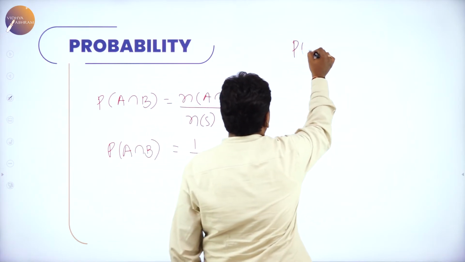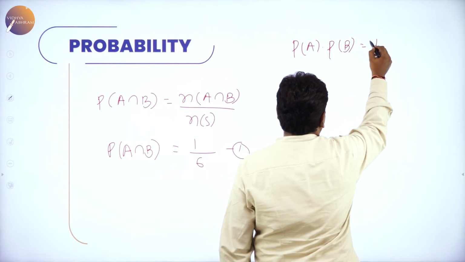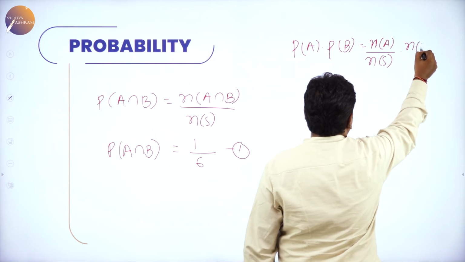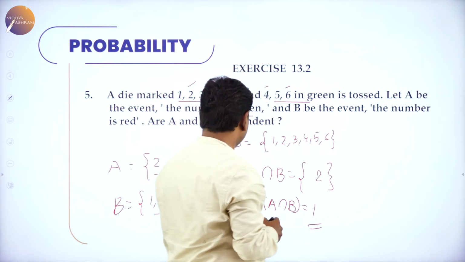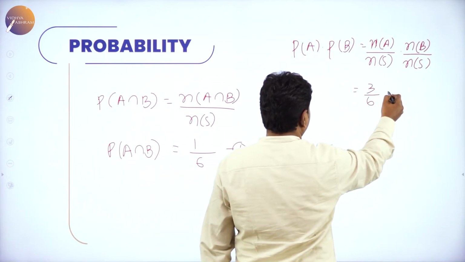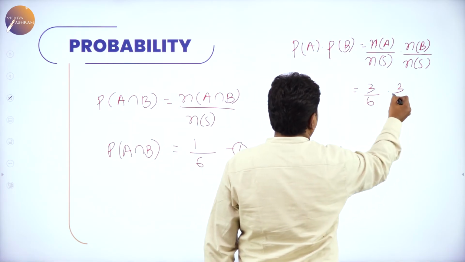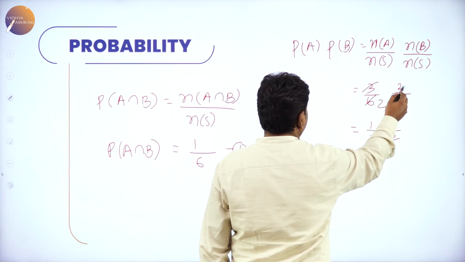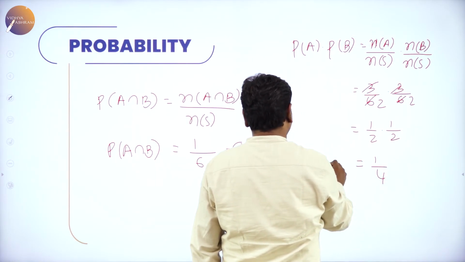Find P of A into P of B. What is P of A? N of A divided by N of S. What is P of B? N of B divided by N of S. N of A is the number of elements in set A: we have 3 elements, total 6. In set B also we have 3 elements out of 6. So this is 1 by 2 into 1 by 2, so 1 by 4. P of A into P of B we got 1 by 4.